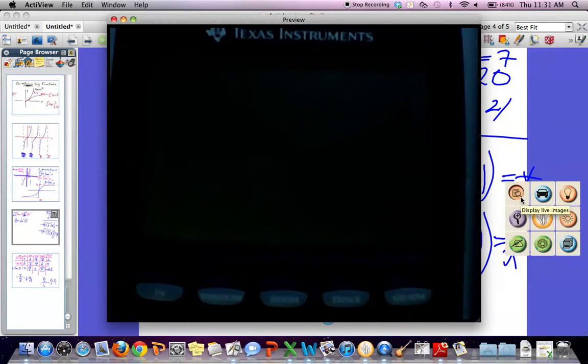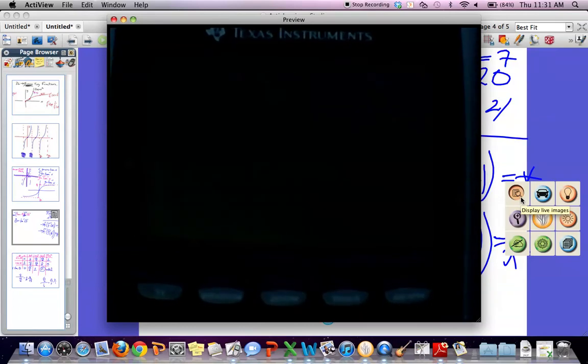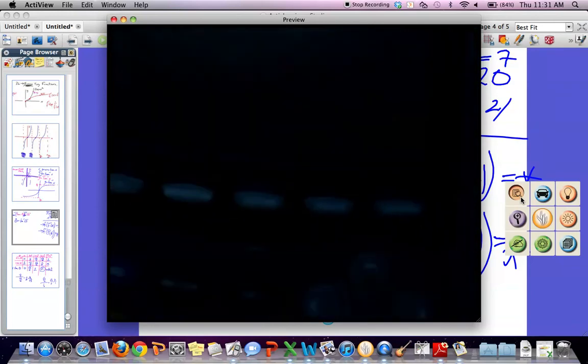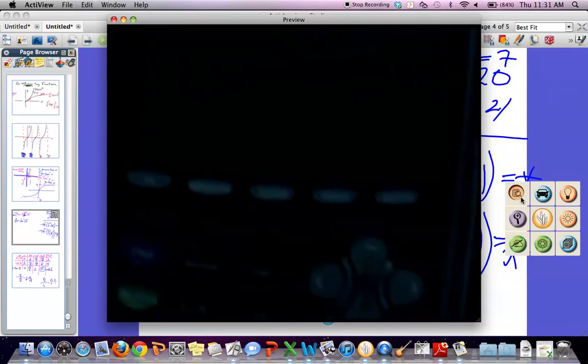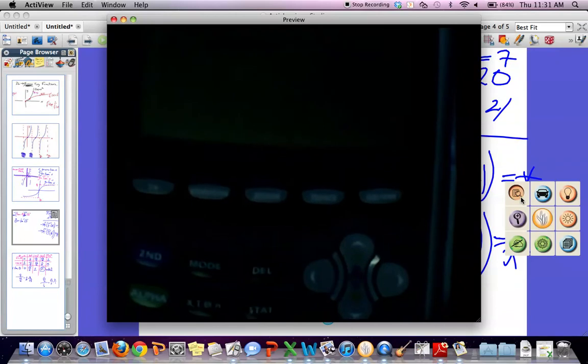How come I can't see it? I have a lighting problem. Sorry. I didn't before you guys walked in, but I'm supposed to shut that light off.